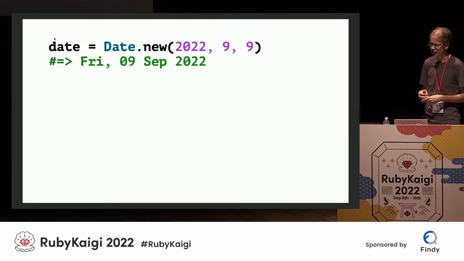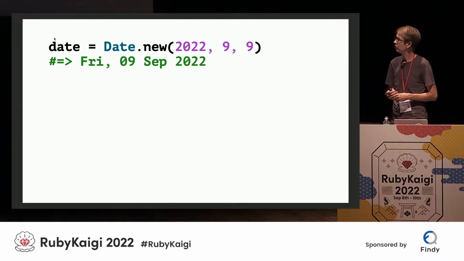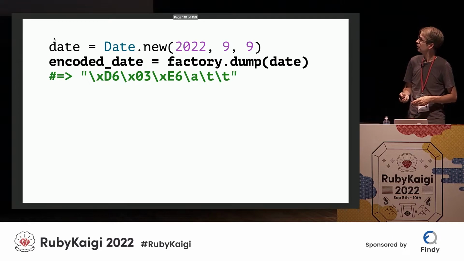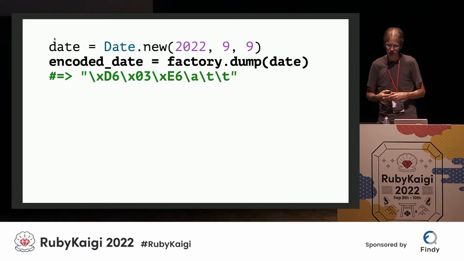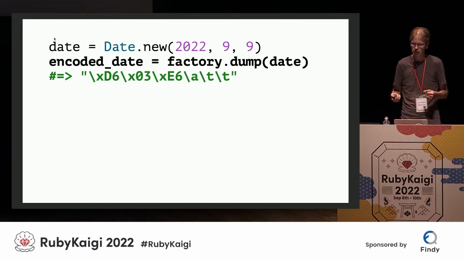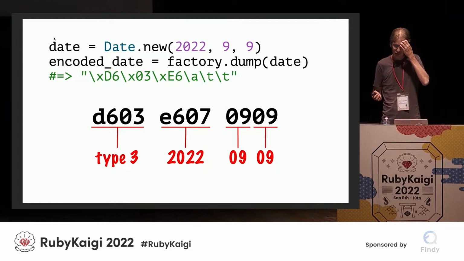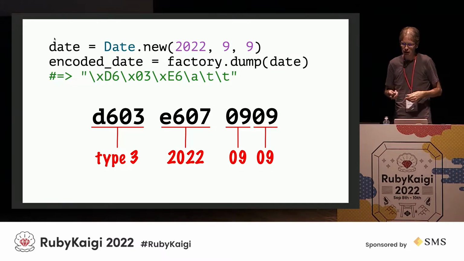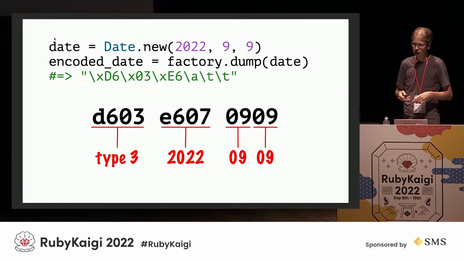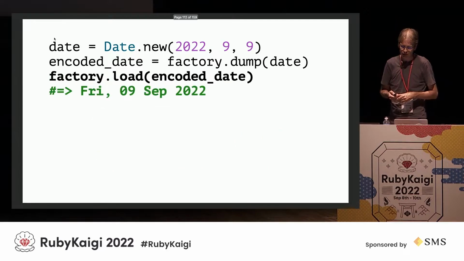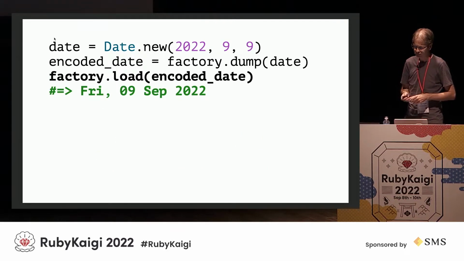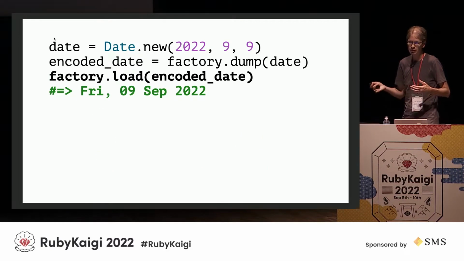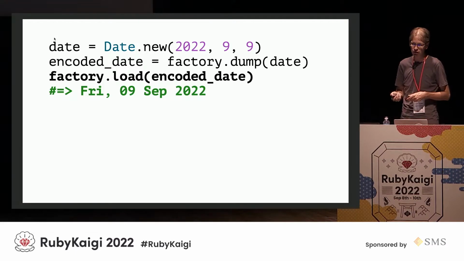And if we take today's date, September 9th, 2022, we can pass it to factory dump here, and it will return a binary string. If we look at the binary string, this D603 is saying this is an extension type 3 object, and then E607 is hex for 2022, and then 99 is September 9th. So we get back exactly what we put in. So it's pretty good. We can customize that. It was a killer feature for us to use this in production.